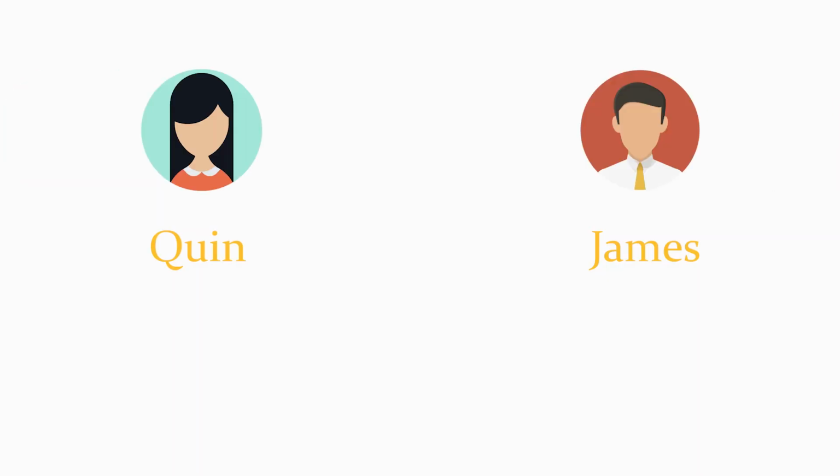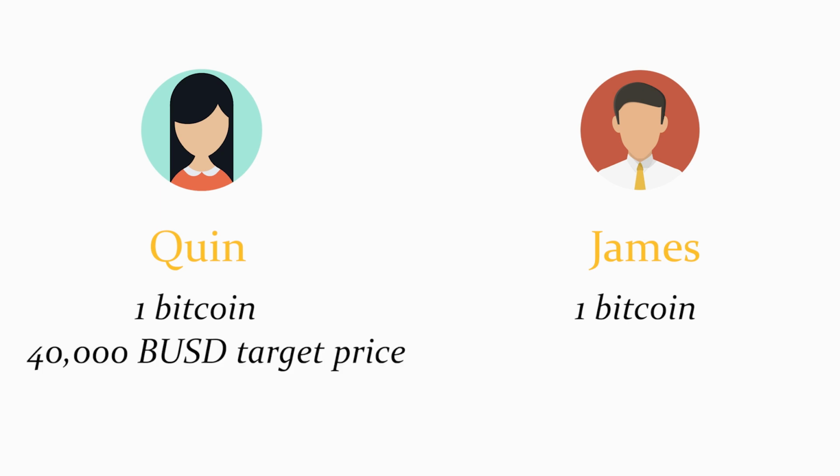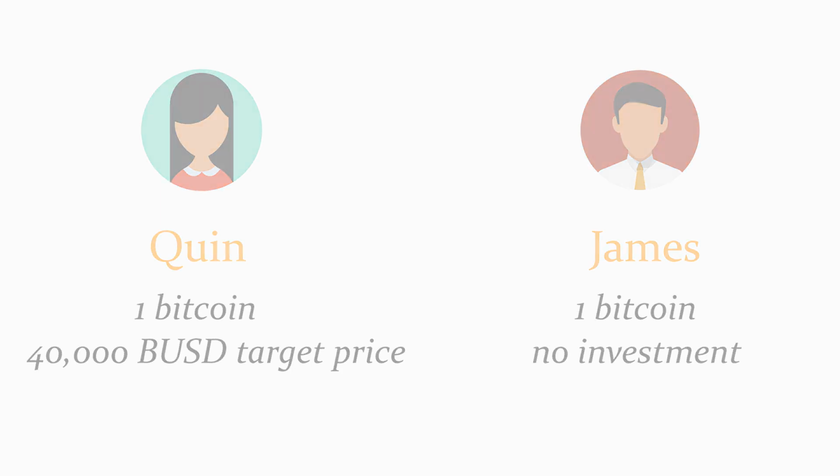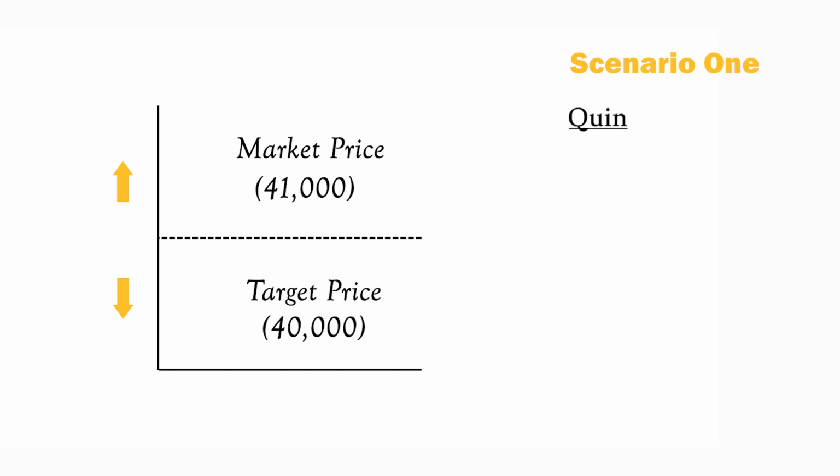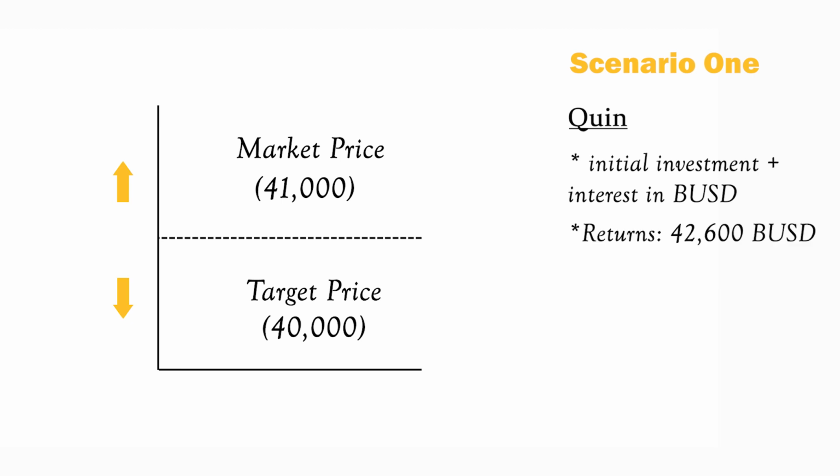Queen and Gems both hold 1 Bitcoin each. Queen subscribed to Bitcoin dual investment at a 40,000 USD target price. Gems didn't. Assume the interest income is 0.04 Bitcoin. In the first scenario, the order will be filled because the market price at 41,000 BUSD will have gone above the target price, meaning Queen will get her initial investment plus interest income in BUSD. This will amount to 42,600 BUSD.